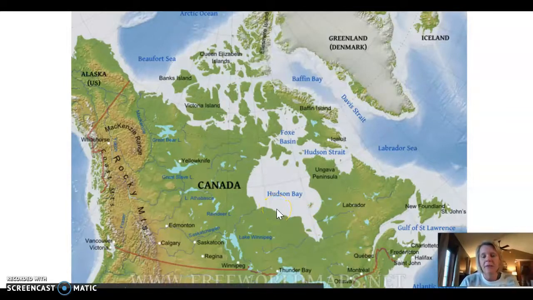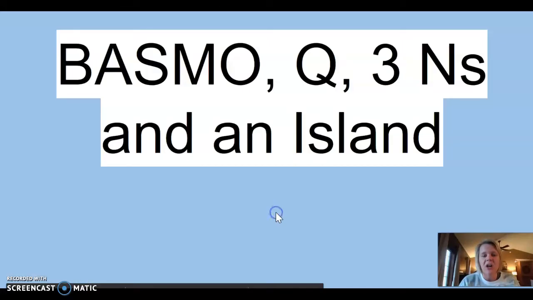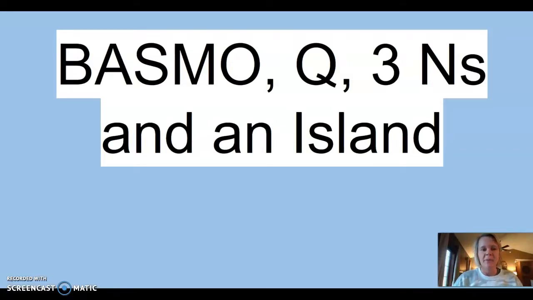When it comes to the political map, and we're trying to learn all of the provinces and territories of Canada, it's important to have little memory cues. I know that you guys are having fun playing with online Sporcle, but it's good to have some memory cues. How can I learn this so that it's going to stick with me in a deliberate, ordered way? I would like you to think of BASMO, Q, 3 Ns, and an island. So say BASMO, Q, 3 Ns, and an island.